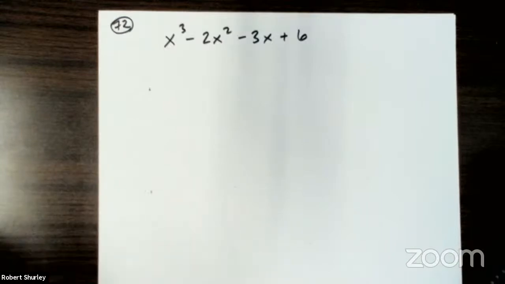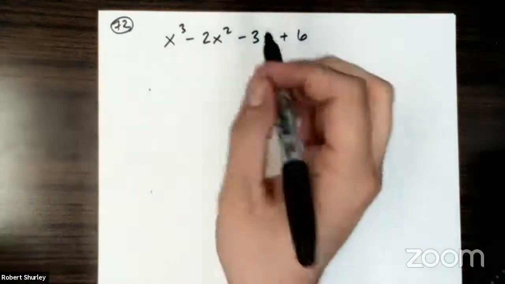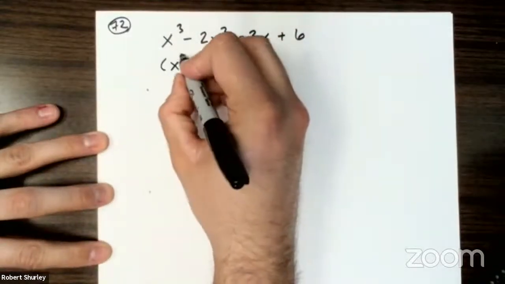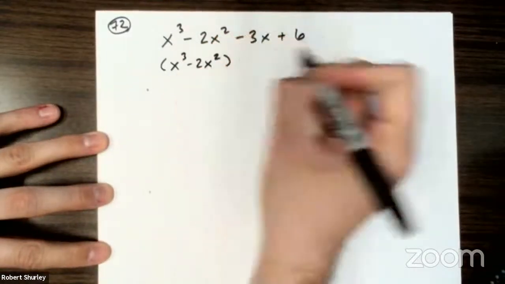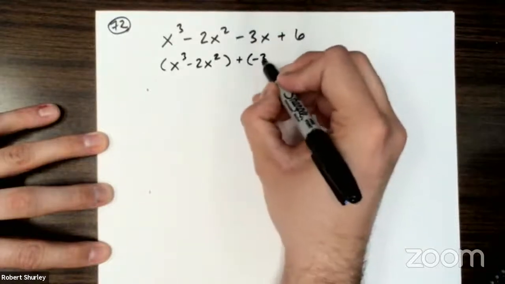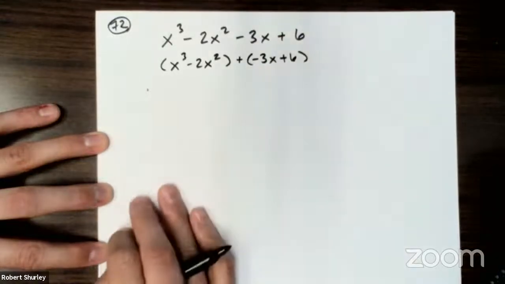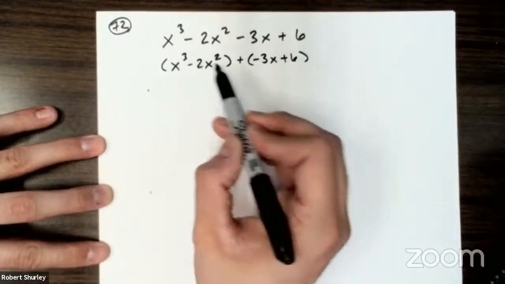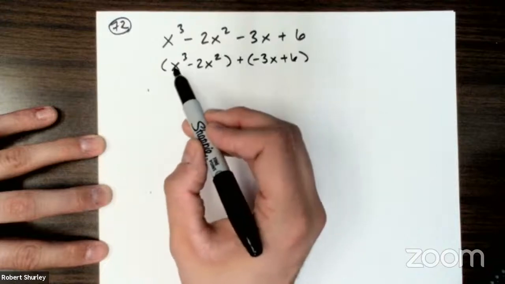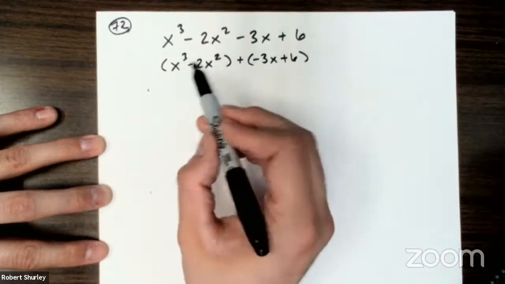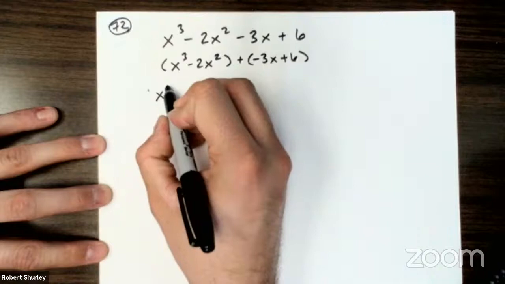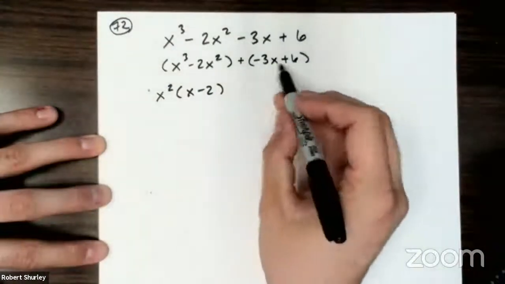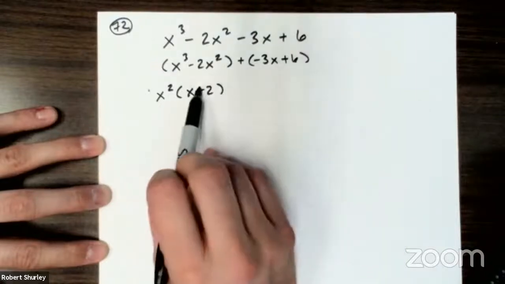Okay, let's look at this. So again, I've got a minus sign, so I got to group these and then just bring that minus sign in. So x cubed minus 2x squared plus negative 3x plus 6. Okay. Now look at these first two terms here. I got an x cubed and a 2x squared. Well, remember, you're going to factor out the least of the x's. So x squared is what I'm going to factor out. I'm left with x minus 2. And then I'm going to look at the second set of parentheses. Now I got to get these to match.